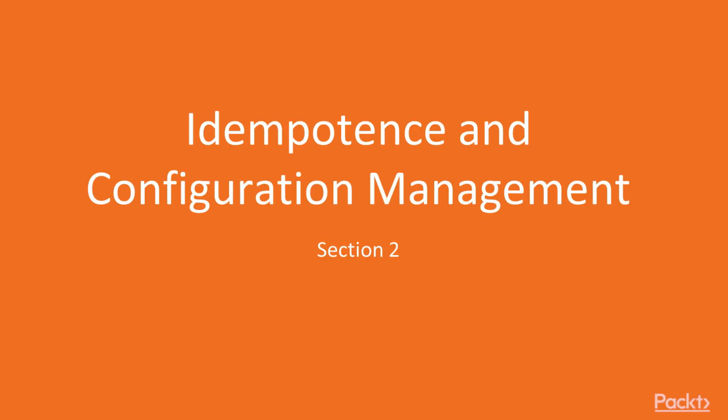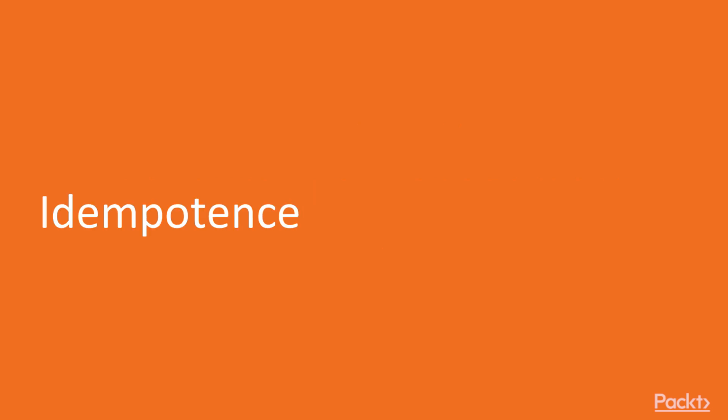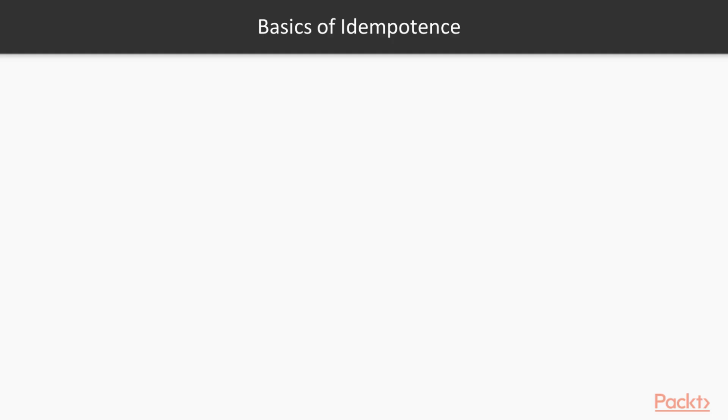In this section, we're going to be talking about idempotency and configuration management. Now, what is idempotency? Idempotence is the property of a process where it doesn't matter how many times you do it, it always ends the same. If you do it once or you do it 1,000 times, the result is always the same.